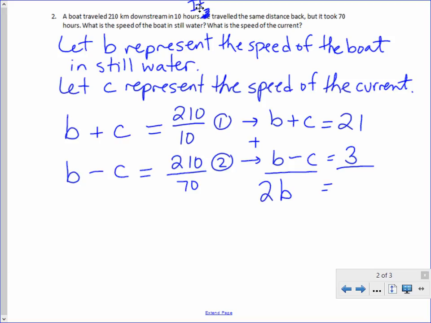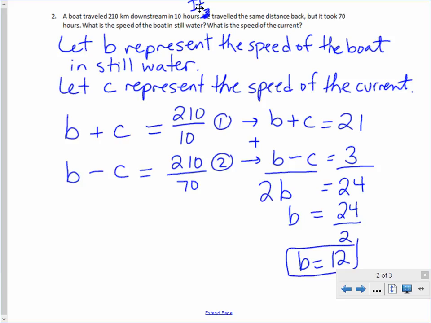21 plus 3 is 24. B equals 24 divided by 2. So B equals 12.